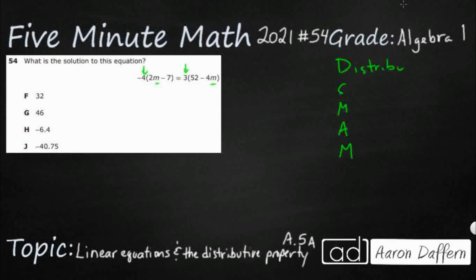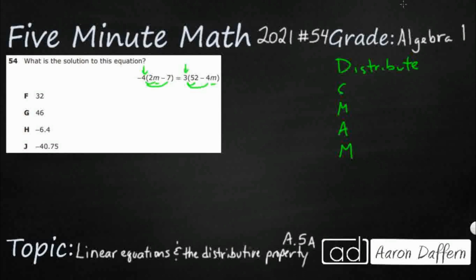We need to distribute. So what does that mean? Well, we take the multiplier on the outside. We're going to multiply it by each term on the inside. We'll do that both ways, and we're going to keep up with whatever operation we have in the middle. In this case, we have subtraction on both sides.